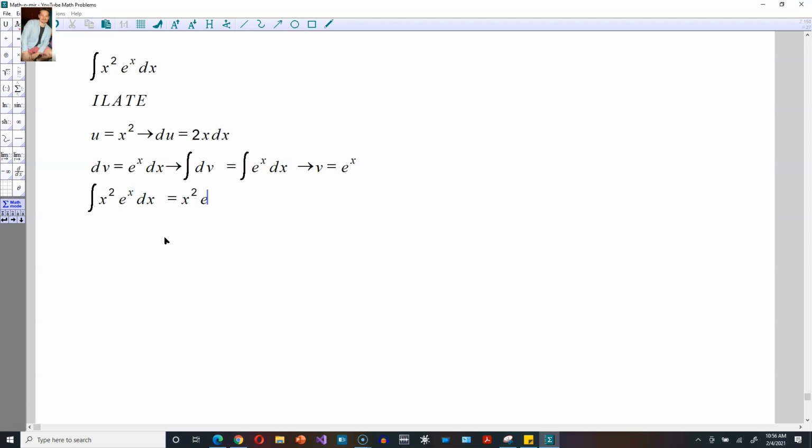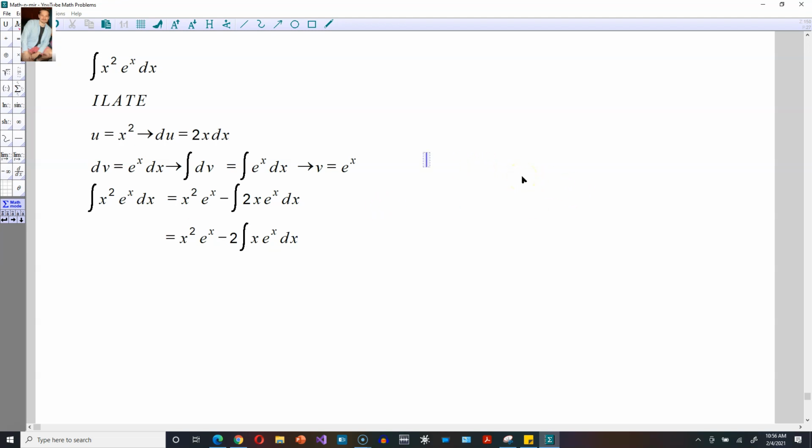So that would be x squared e to the x, and then you're going to do minus the antiderivative of v du, so that would be 2x e to the x dx. From here you can say x squared e to the x minus 2 on the outside, antiderivative of x e raised to the x dx. x is one function, e to the x is a separate function. They're being multiplied. You have to do integration by parts again.